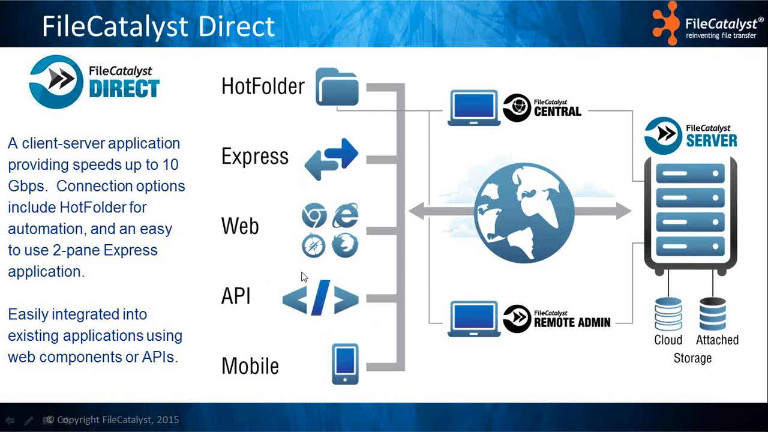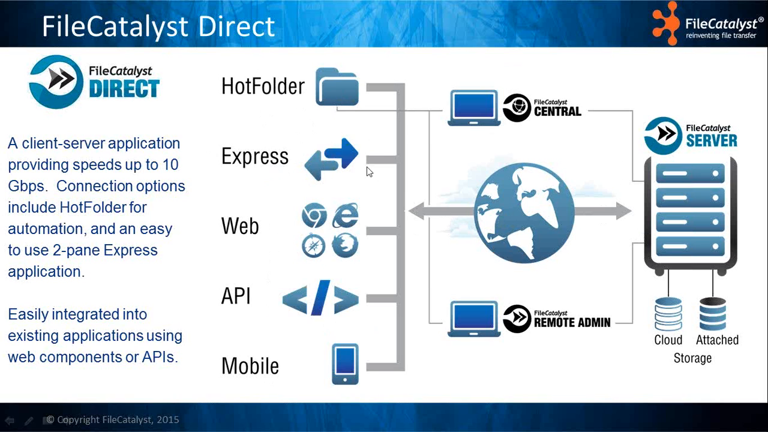So we offer 5 different ones. The reason we offer 5 is that there are different use cases. So let's talk about the simplest one to understand, the Express application. The Express application looks like FileZilla pretty much. It's a 2-pane window where on the left-hand side you have your local files, on the right-hand side you have your remote files. You browse to the appropriate folder and you transfer files by clicking on an arrow from left to right or right to left.